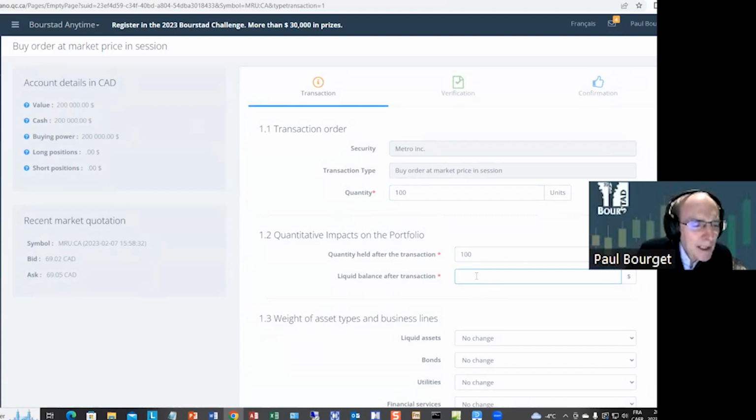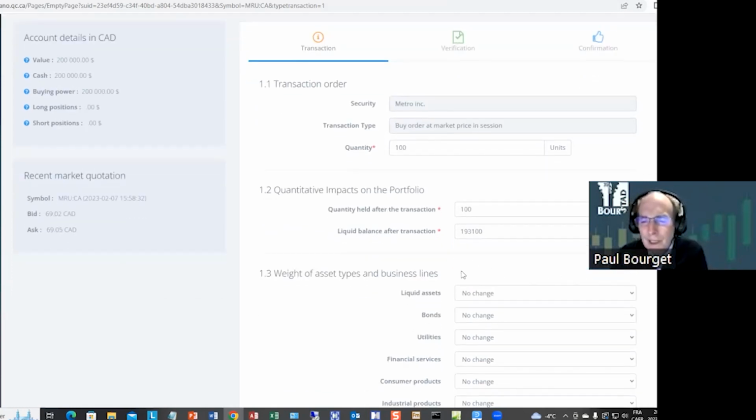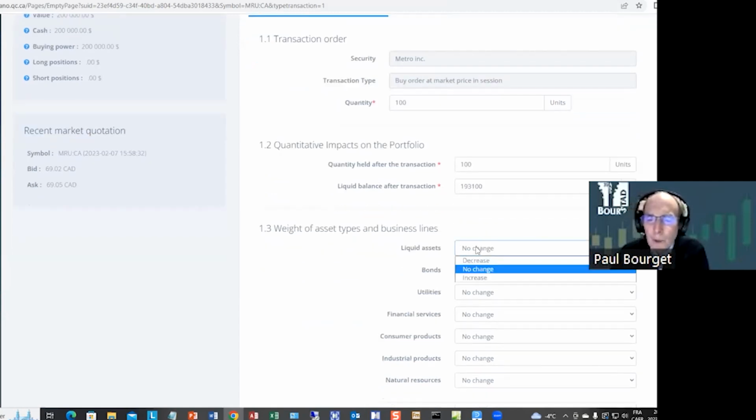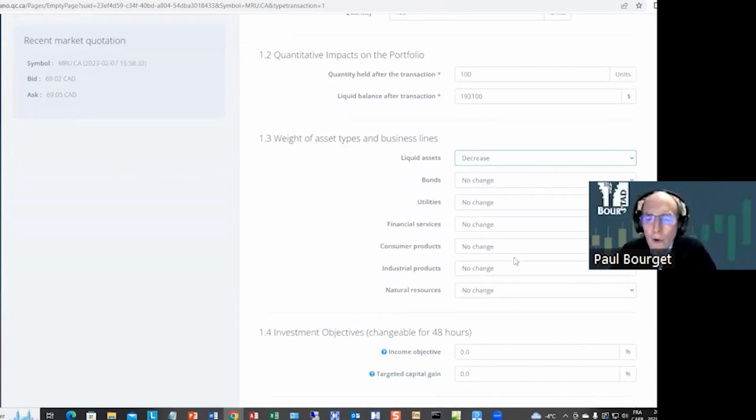Since it's my first purchase, I'll be holding 100 stocks of Metro after the trade has been processed. And if I buy it at $69, I'll go roundly here. Let's say that I'll be left with $193,100. So I'll be left with that money. My liquid asset will decrease because I have to pay for the stock. And Metro, you may be aware, is involved in consumer products.